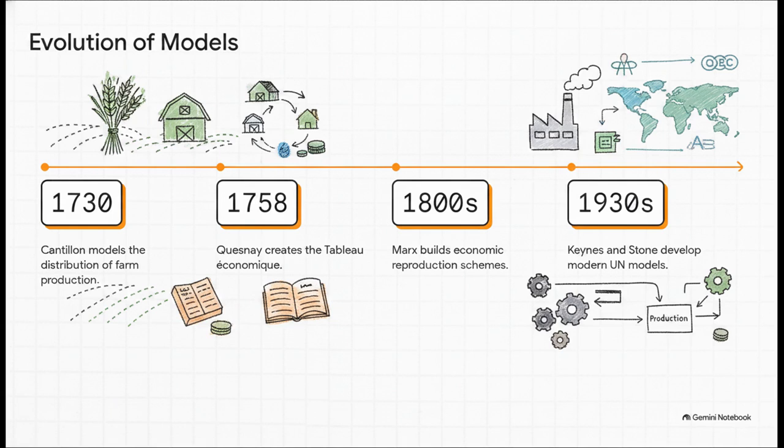Fast forward to the mid-1800s, and Karl Marx built on this with his economic reproduction schemes. Finally, in the 1930s and beyond, folks like John Maynard Keynes and Richard Stone developed the modern, super complex systems we use today, the exact ones the UN and OECD rely on. It's kind of crazy, right? Evolving from tracking 18th century French farmers to setting these massive global economic standards.